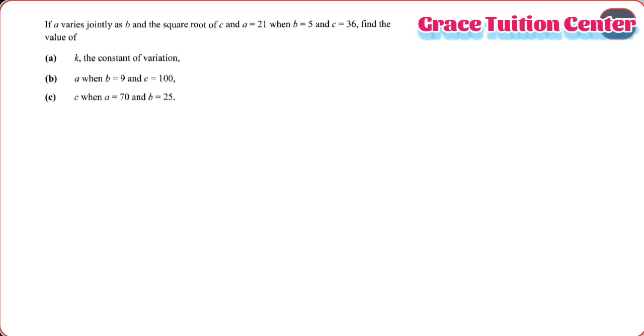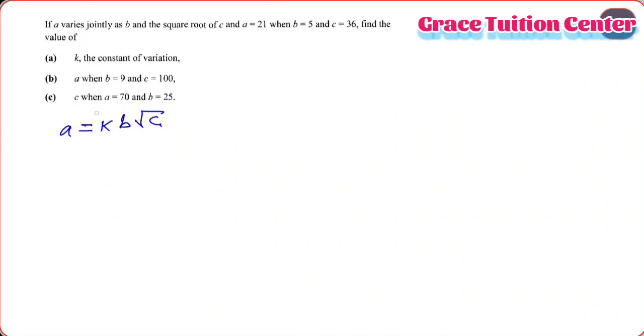So our formula for this question is, we have a is equal to k, the constant of the variation. Then it says a varies jointly as b, so I'll put b there, and the square root of c, so I'll put the square root of c. So that is the formula. That is the formula we're going to use to work out this question.